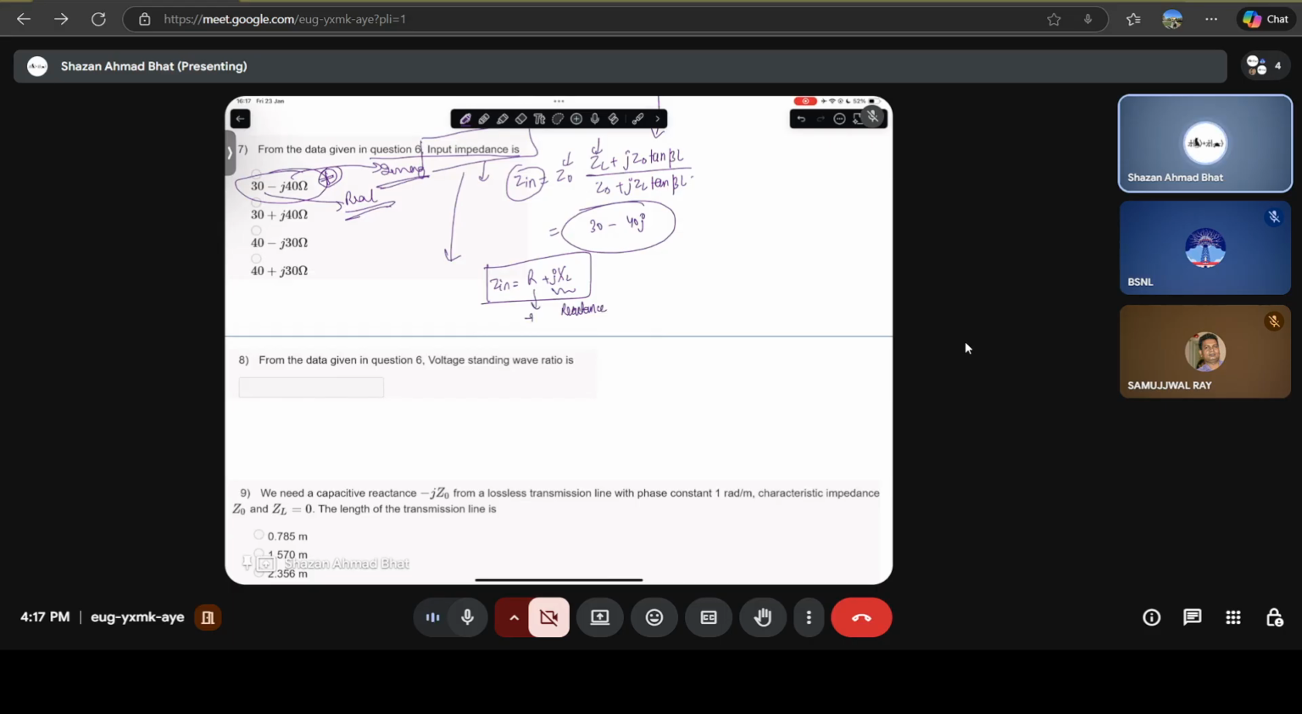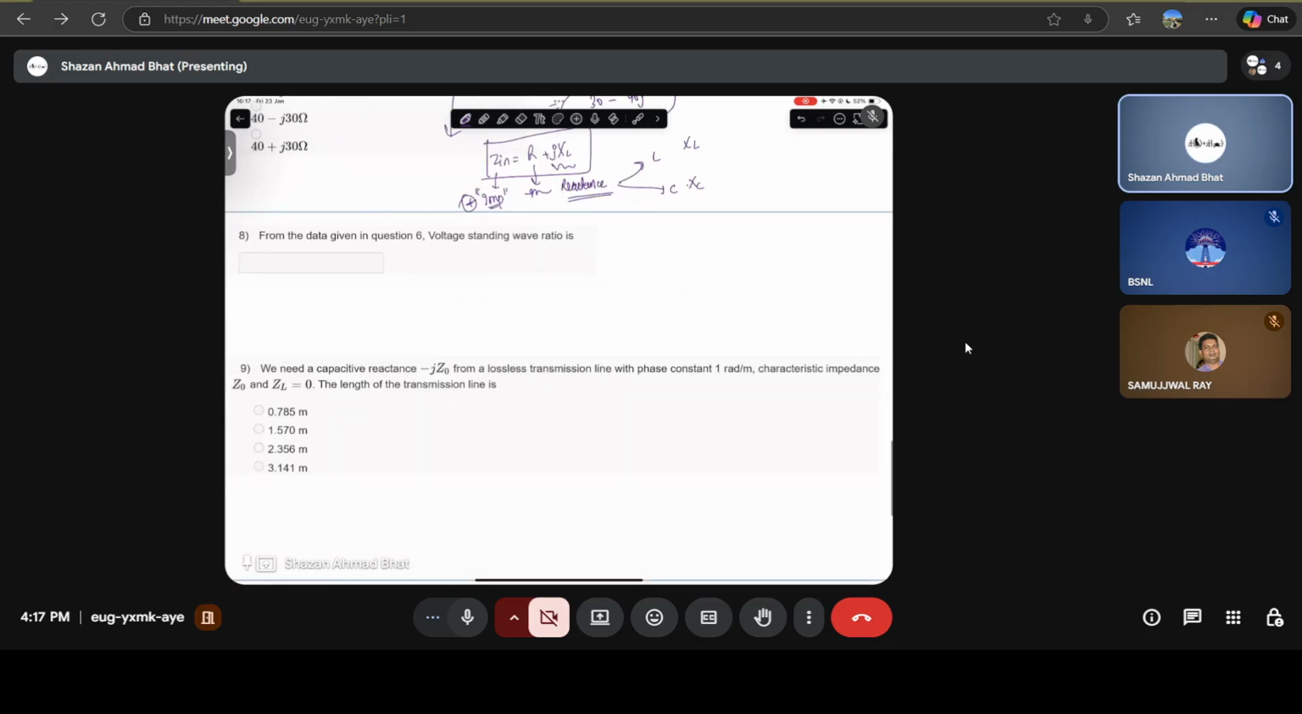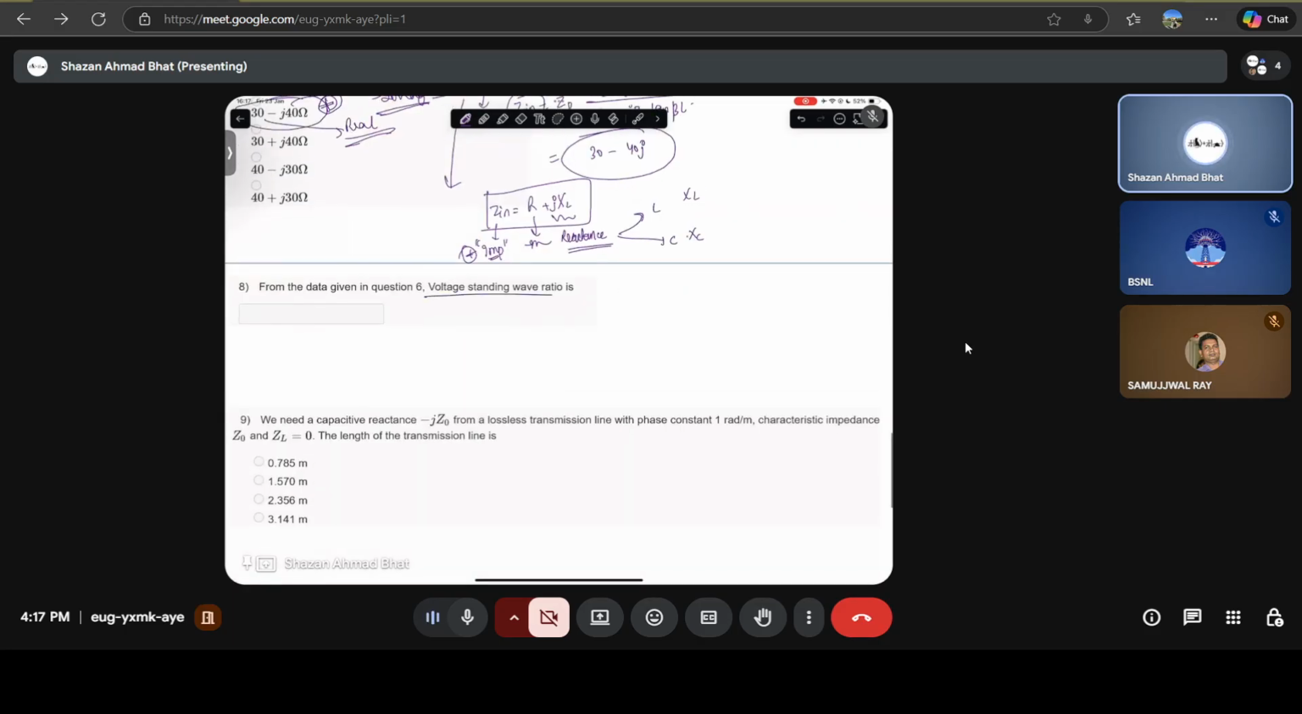So this is the resistance, this is the reactance. It can be inductance, it can be capacitance, depending upon XL and or XC. Then this is the overall impedance. From the data in question 6, the VSWR, which is the voltage standing wave ratio, denotes where the maximum of voltage occurs in a transmission line. It's a very important quantity in microwaves as well.